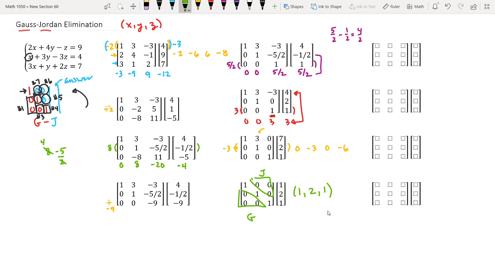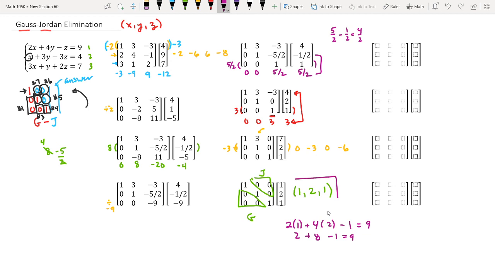And again, let's go ahead and check one of these, but this has to work for all 3 of my rows. Let's go ahead and just check one of them. Let's do the top one because it's visible. So I'm going to do 2 times the x plus 4 times the y minus the z should equal 9. Well, 2 plus 8 is 10, minus 1 equals 9.